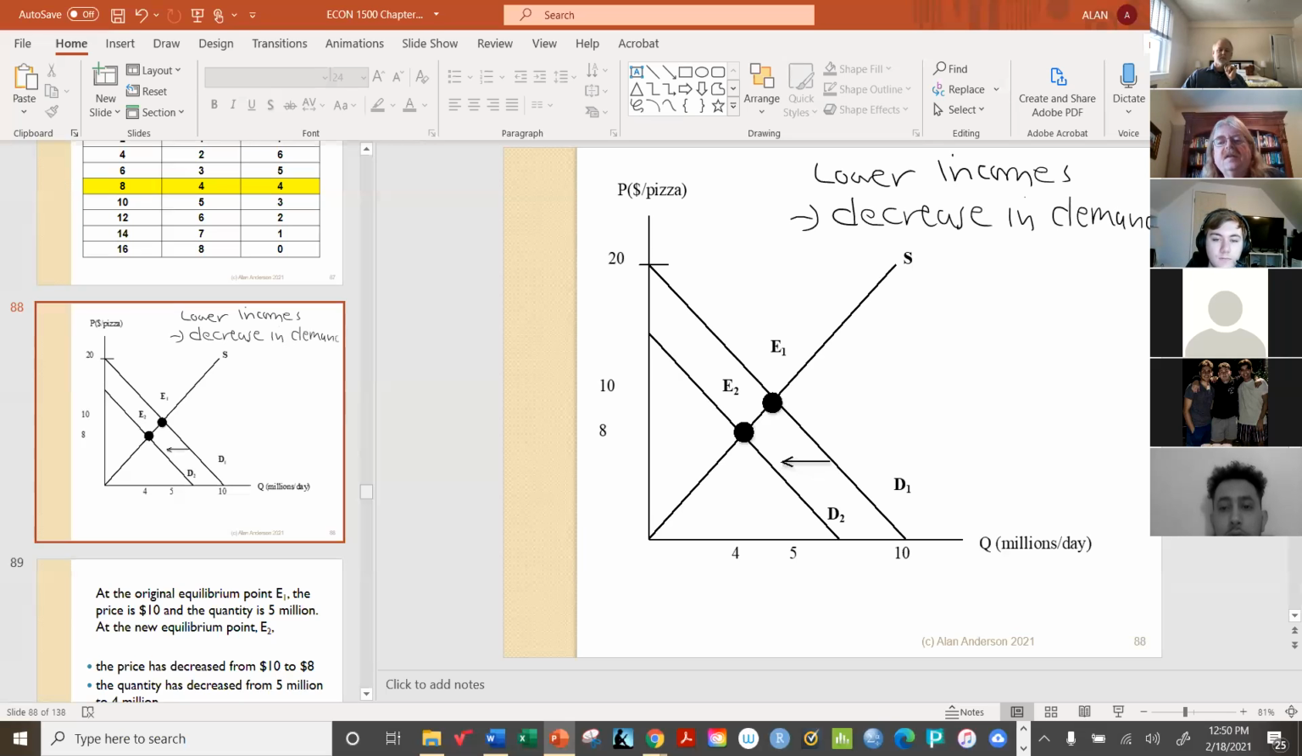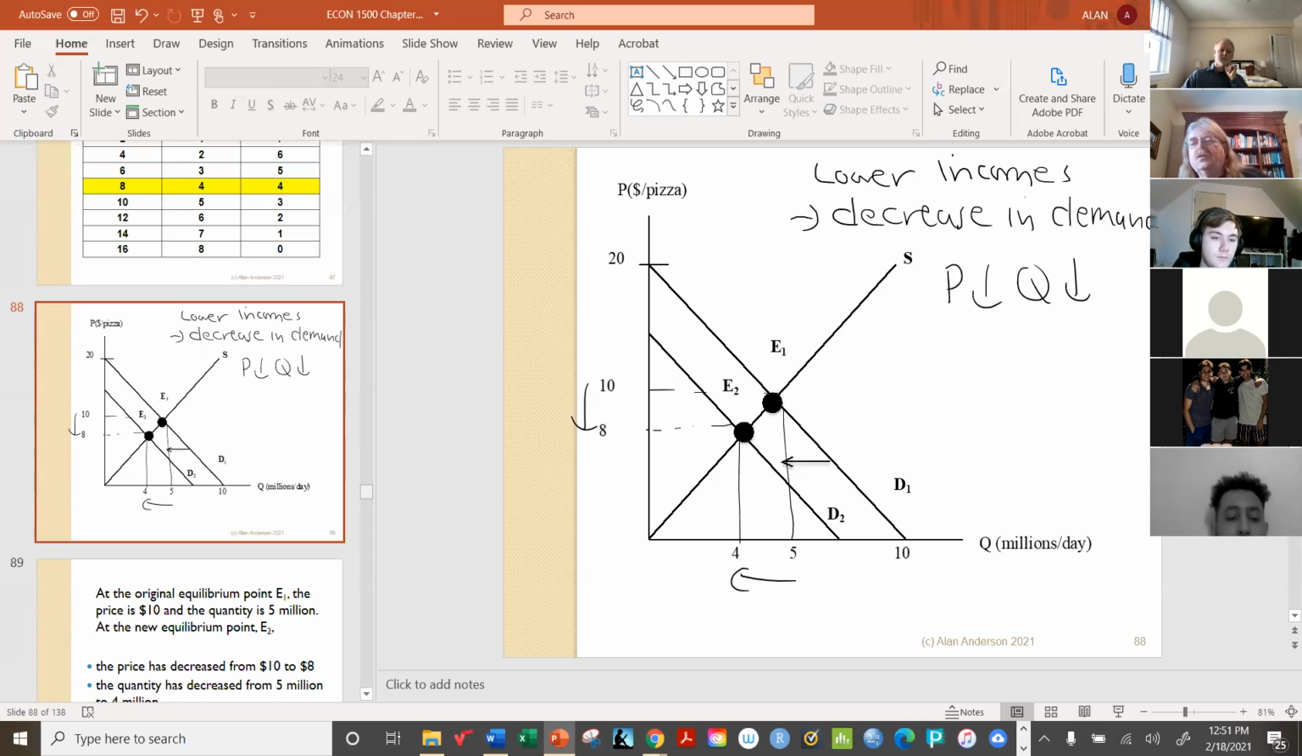And the curve shifts to the left. And so because of that, the equilibrium price is only 8 and the equilibrium quantity is only 5. So they both went down. Okay. And again, this can be caused by a lot of things, but we're assuming here that it's lower incomes.